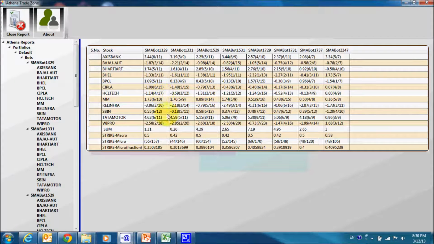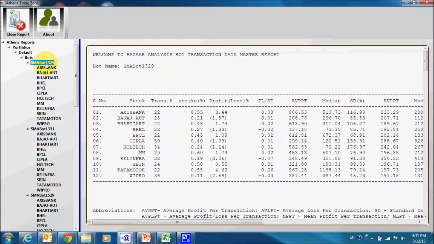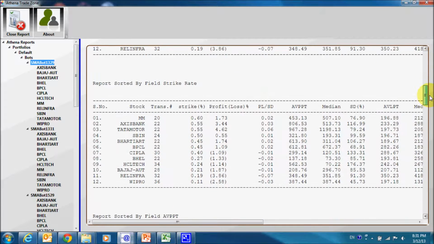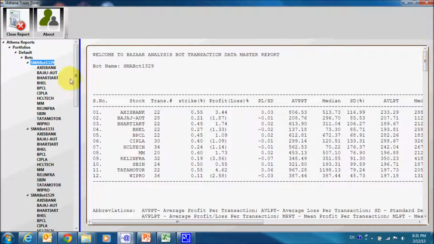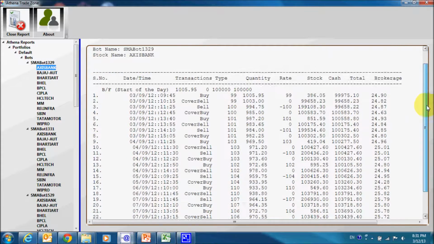Here is the result matrix, which is showing a comprehensive result of all the bots and stocks at a glance. These numbers are showing percentage profit or loss incurred in this trade session, including brokerage charges. Numbers inside parentheses are showing number of profitable trade versus total trade during this session. Our reporting system provides reports at specific levels like bot level and individual stock levels also.